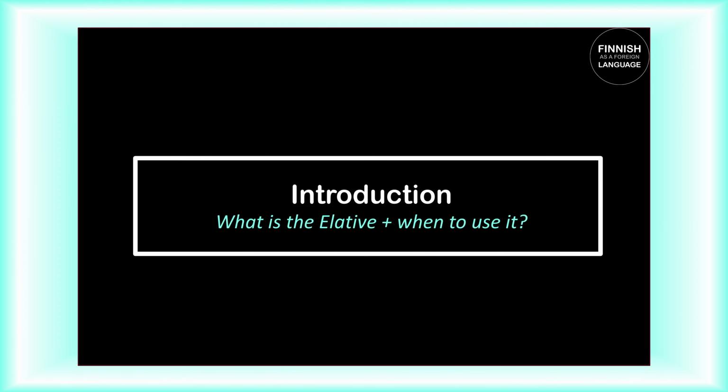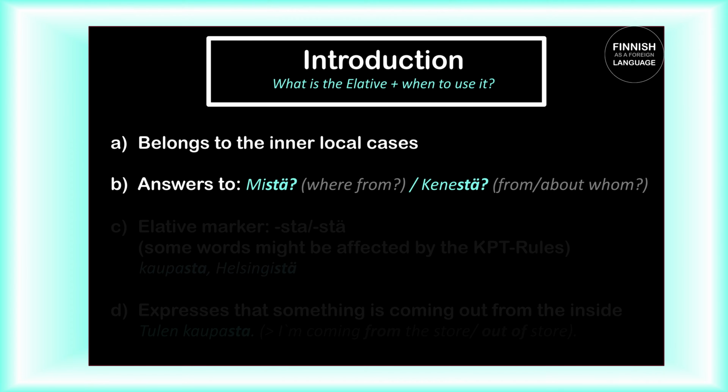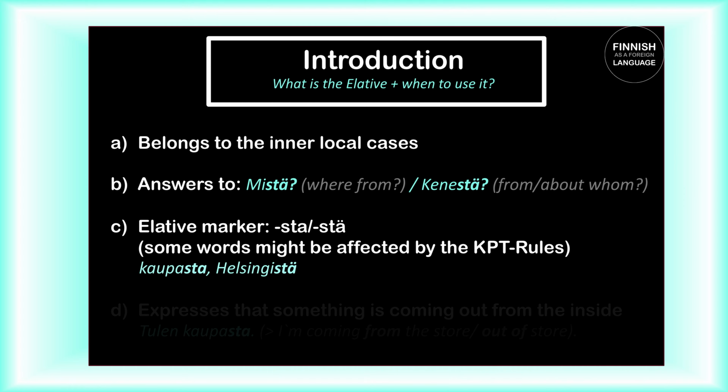What is the elative case and when do we have to use it? So first, the elative case belongs to the inner local cases and it answers to the questions mistä or keneltä. The elative marker is sta or stä, which gets added to the weak stem of a verb, which means that the elative case is affected by the consonant gradation. For example, kaupasta or Helsingistä. Kaupasta means out from the store and Helsingistä means from Helsinki.